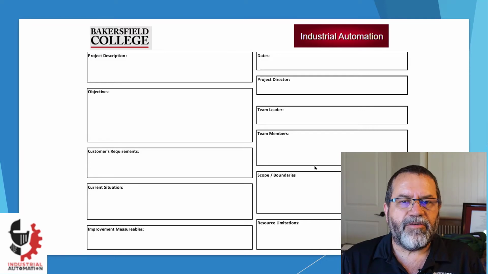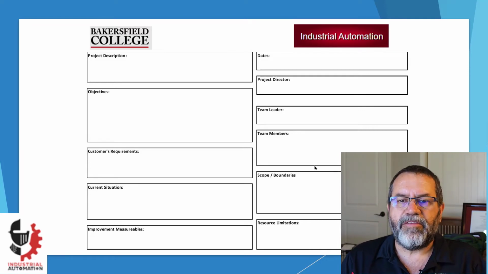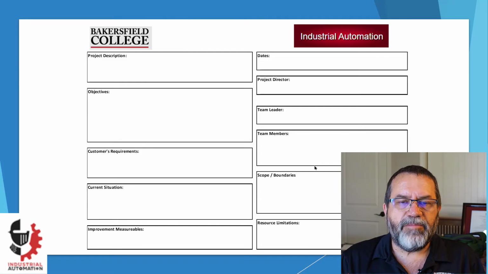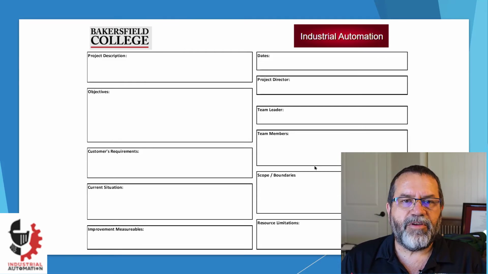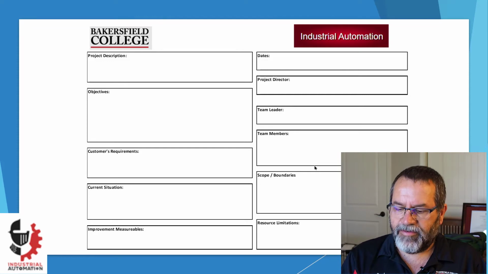We've got the title of the project, the important dates, who the team leader is, team members, the current situation or what we're trying to do with it, and any resource limitations. So any of the high-level important stuff that you want to capture about the project, you put on the project charter. One important part of the project charter is that it's kind of like an agreement, like a contract, between the sponsor and the actual project team that's going to do the project.